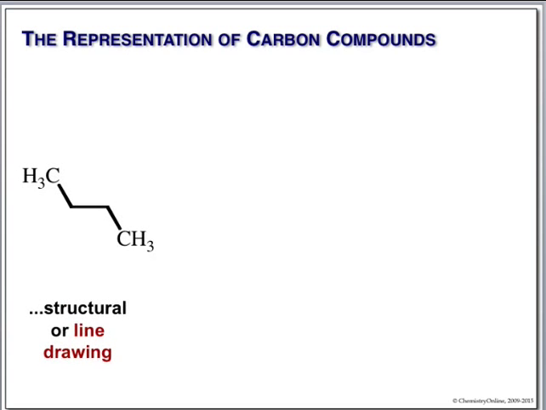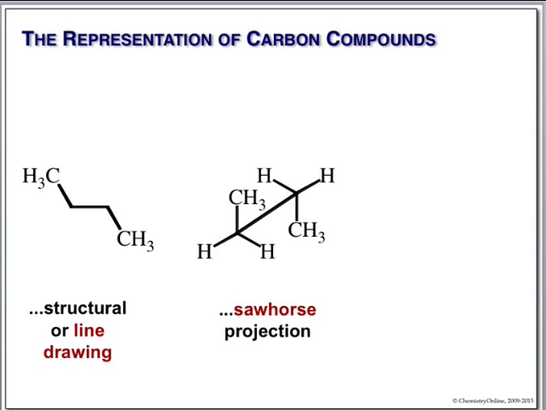So here's our basic structural or line drawing, and we've shown our carbon as our point of attachment. Another form that you'll see sometimes is called a sawhorse. In a sawhorse projection, same molecule, here we're going to show all of our atoms. And what we're doing is just taking this carbon and putting it in the front.